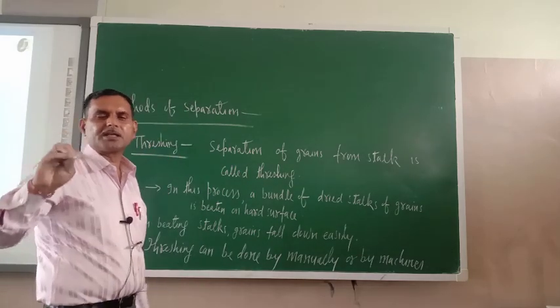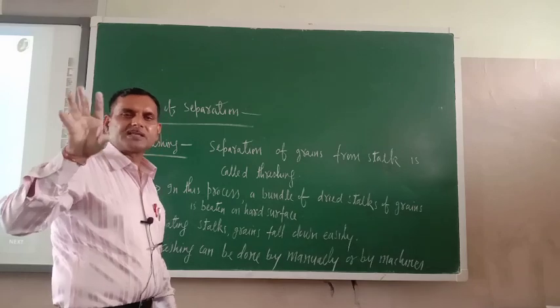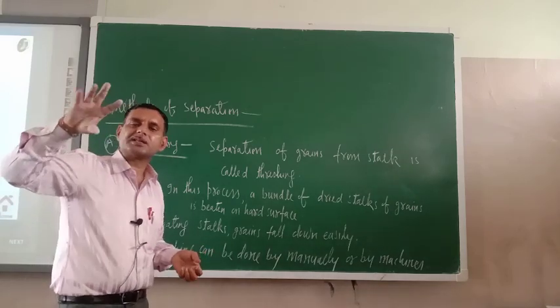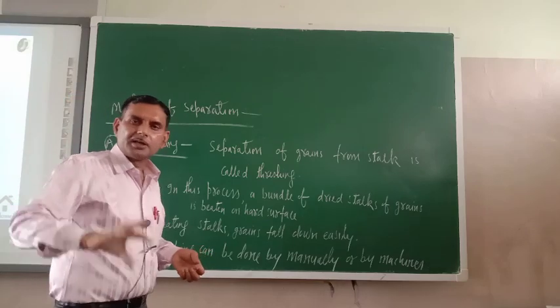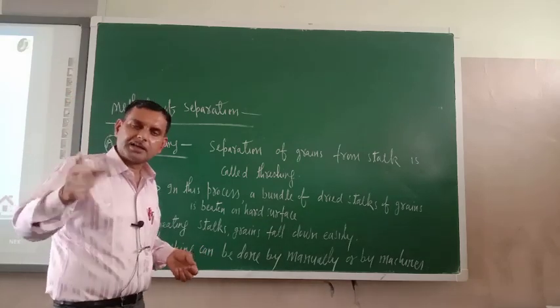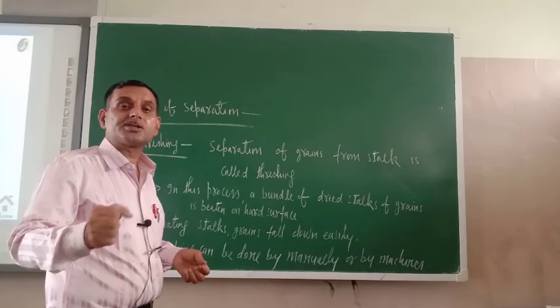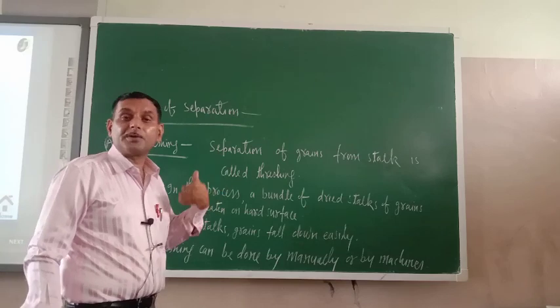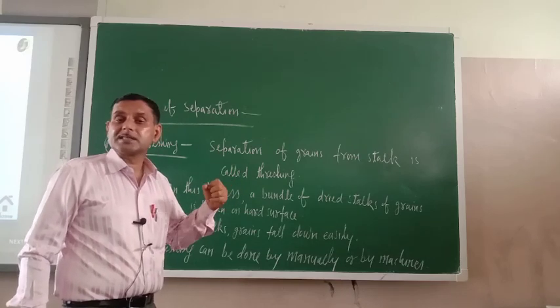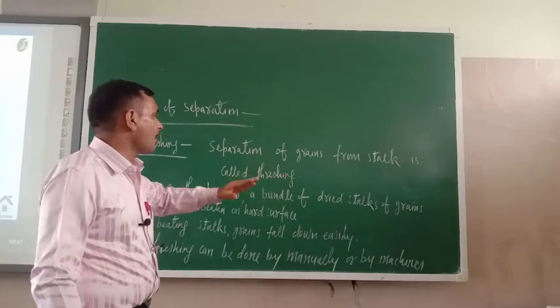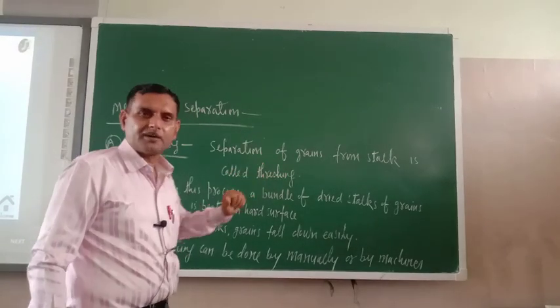You might have seen the paddy crop, you might have seen the wheat crops. Just see, their seed is present in the barley region only. The separation of seed is the only important thing. Rest everything is straw or stalk, which can be used for feeding the animals, but grains are very important. So the separation of grains from stalk is called threshing.